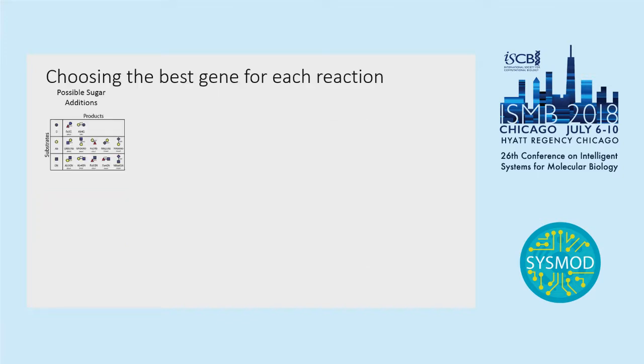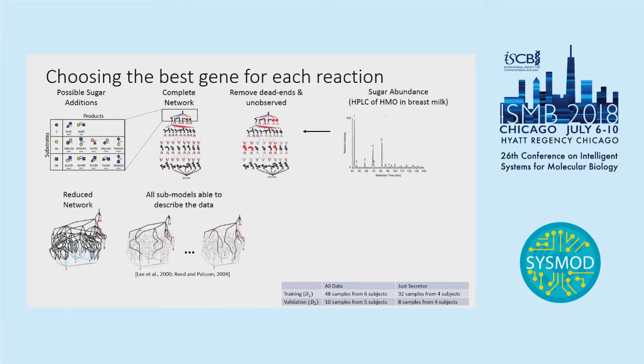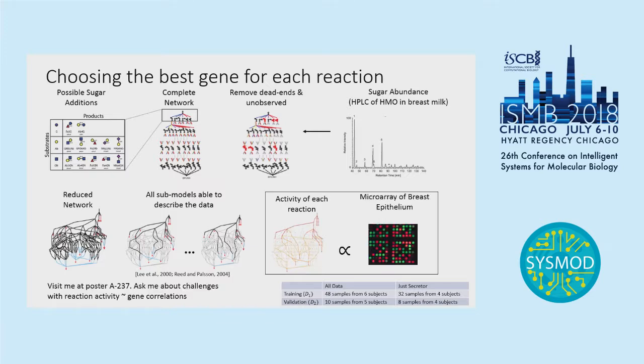So taking all the possible reactions that we could use to build these sugars, we're going to build them into a complete network, pare that network down based on the data that we observe, and then using that reduced network, we're going to pull out all the feasible models that can recapitulate the data successfully, and that's going to give us the activity. For those of you who are familiar with this field, flux variability analysis, MILP, FVA. Sorry for being curt. Then we're going to compare the gene expression to the flux values.